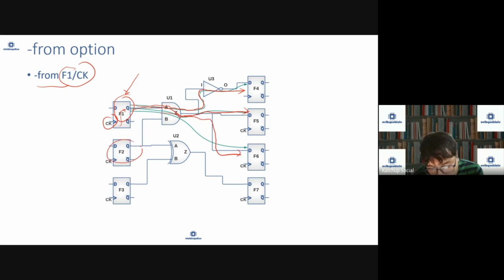This path is not from F1CK because it starts at F2. So there are three paths starting from F1CK, which we have highlighted in red here. So this is how you can use multiple options from, through, to specify your paths. So we understood what is a from option.